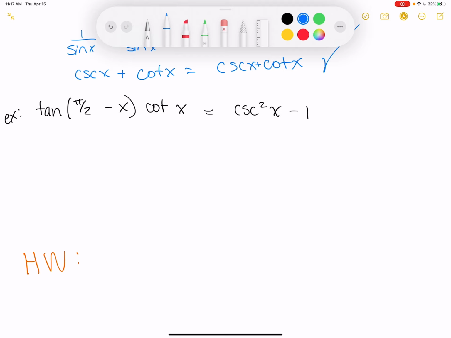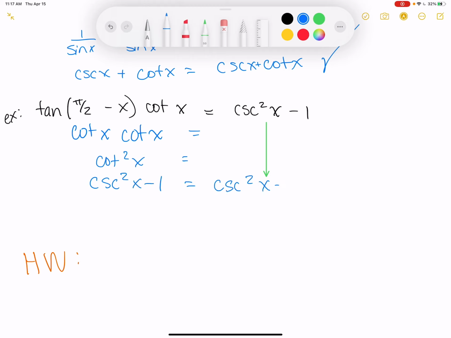That's not the answer. Okay, what is the tangent of pi over 2 minus x? Cotangent. Cotangent of x times the cotangent of x. That's where I got it wrong. Cotangent times cotangent is cotangent squared of x, and that equals cosecant squared of x minus 1. Oh my gosh, that's what it was. Wait, where does the one come from? The Pythagorean identities, because it can be written a different way.